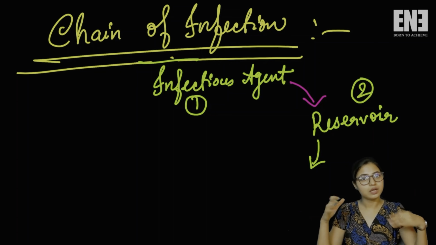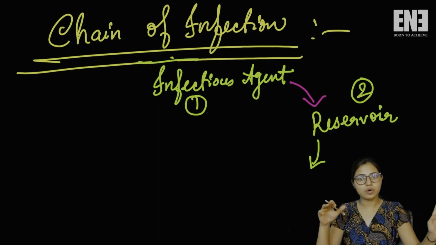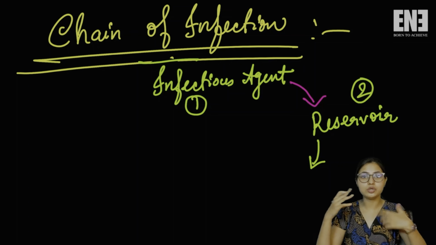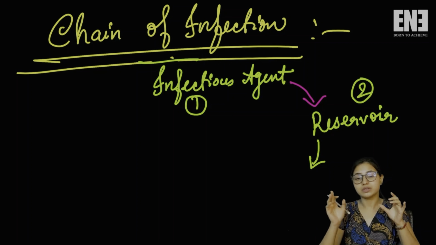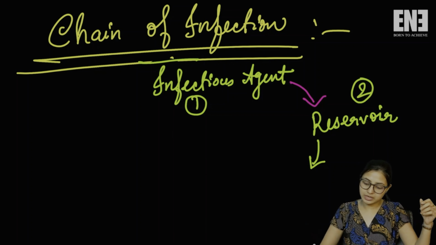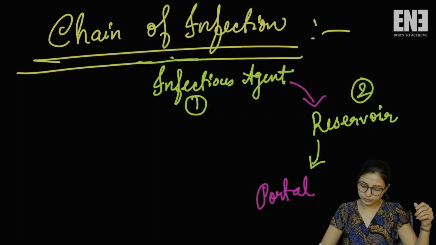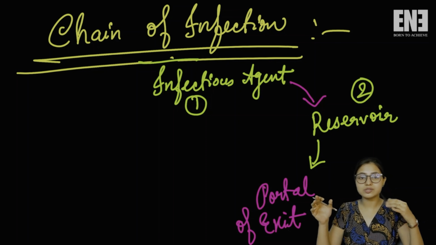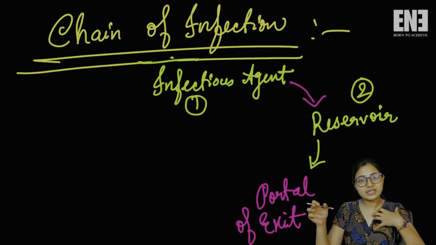अब नहीं रहना है. Now I have made this person ill. Okay, now I have to find a new way out. New person चाहिए, new reservoir चाहिए. So that's why the agent will find its way out so that it can get out of our body. So next is the portal of exit. Okay, so the agent will now search to exit from our body.